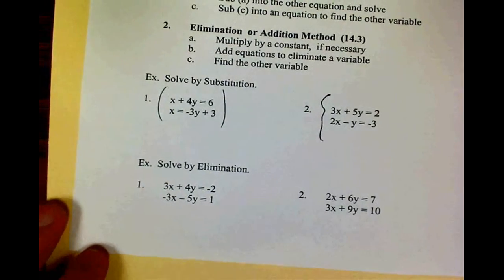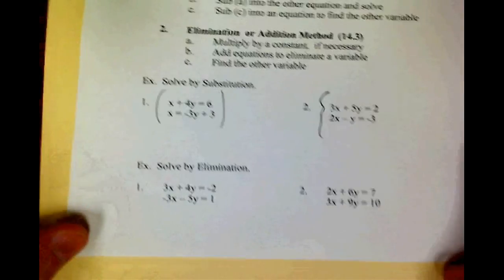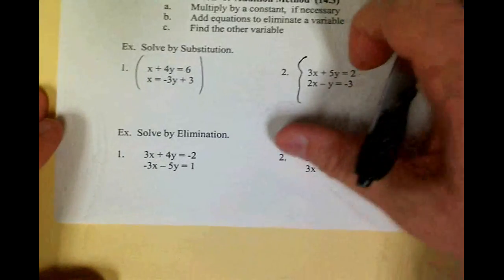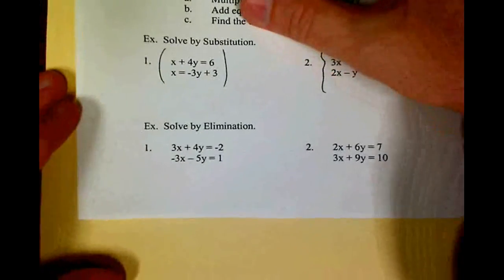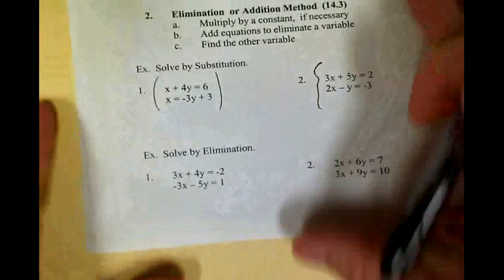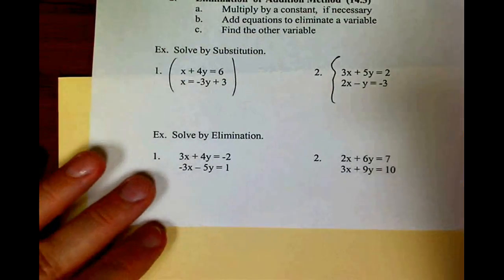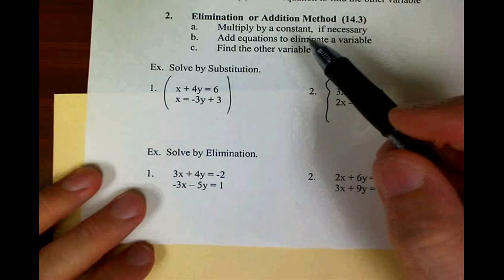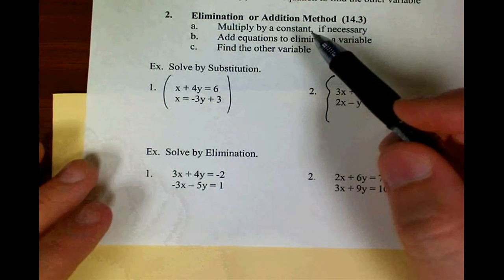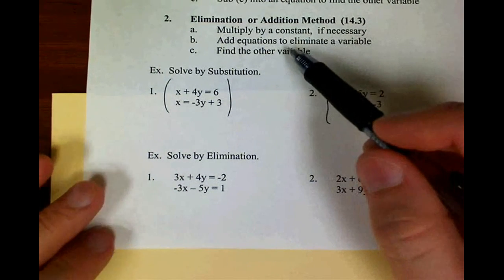Now let's do elimination. See if we can find an easier way. A lot of people like elimination more so than they do substitution. It's a lot less work. Now with elimination, there's only two things you're allowed to do. You can multiply by a constant, which is just a plain old number, or you can also add the equations together. Nothing else is allowed.